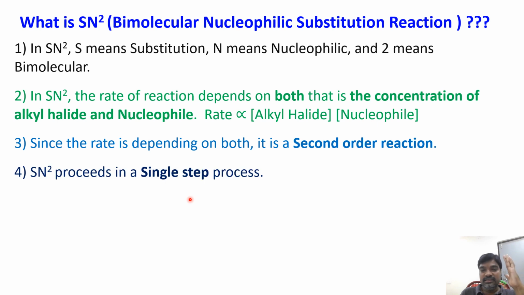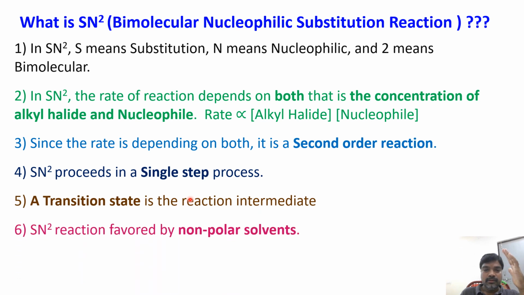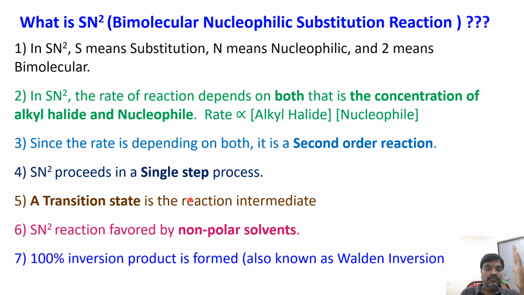SN2 reaction proceeds in a single step, whereas SN1 proceeds in two steps. In the SN2 reaction, the reaction intermediate is the transition state. However, in SN1, the carbocation is the reaction intermediate. SN1 reaction is favored by polar solvents, but SN2 reaction is favored by nonpolar solvents.